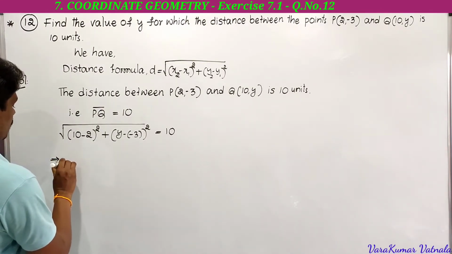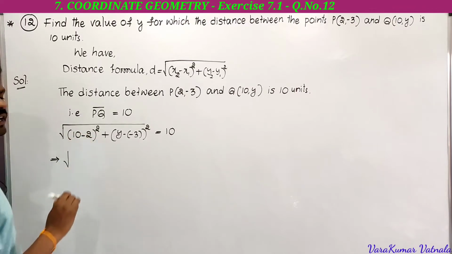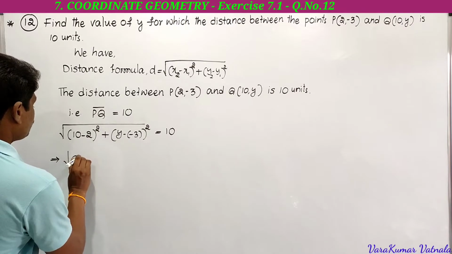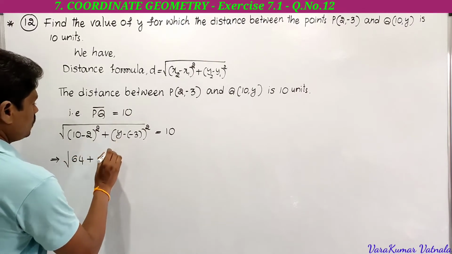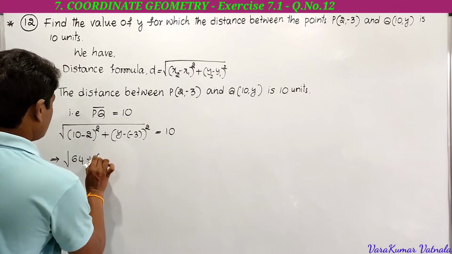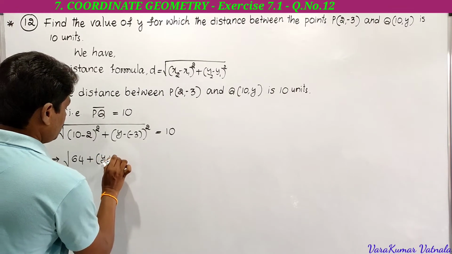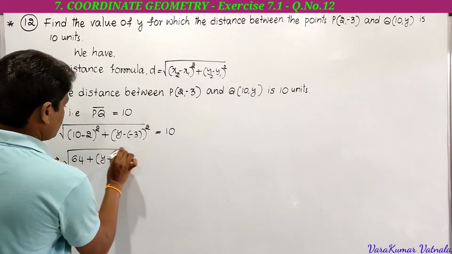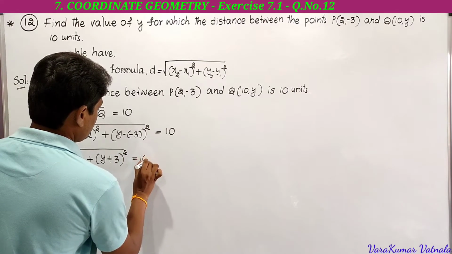So see here what we get. 10 - 2 is 8. 8 square is 64, plus y - (-3), which becomes y + 3. So we have the square root of 64 plus (y + 3) whole square is equal to 10.